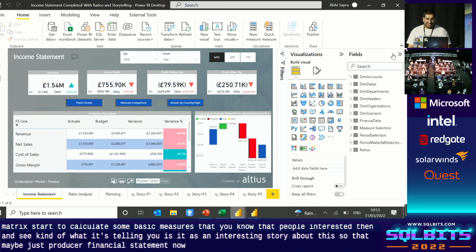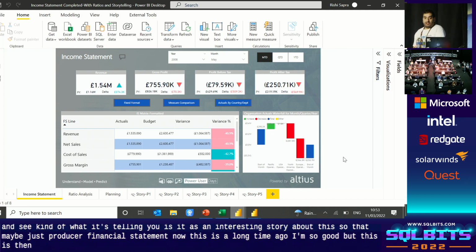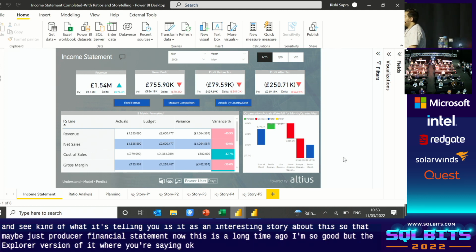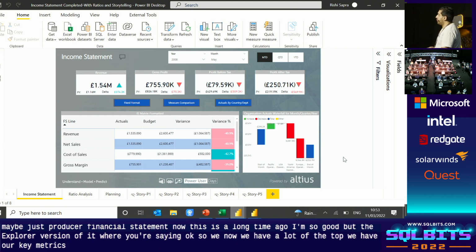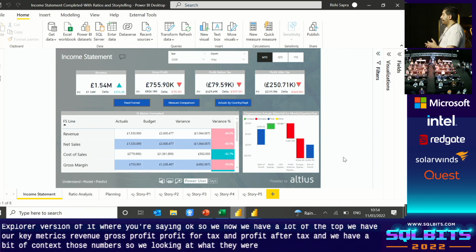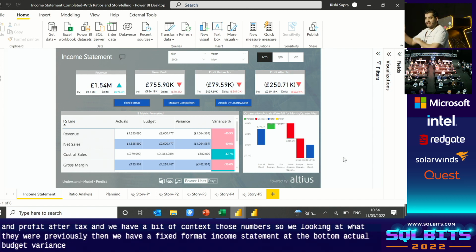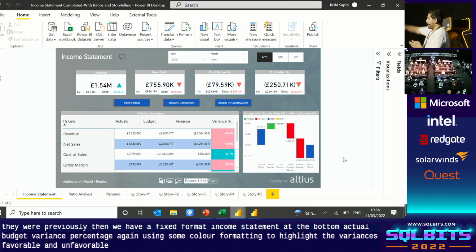Now, this is an example I put together a long time ago. I will update it at some point. But this is then the exploratory version of it, where you're saying, okay, so along the top we have our key metrics: revenue, gross profit, profit before tax, and profit after tax. And we have a bit of context to those numbers, so we're looking at what they were previously. Then we have a fixed format income statement at the bottom, actual, budget, variance, percentage, again using some color formatting to highlight the variances, favorable or unfavorable, and the red or green arrows.